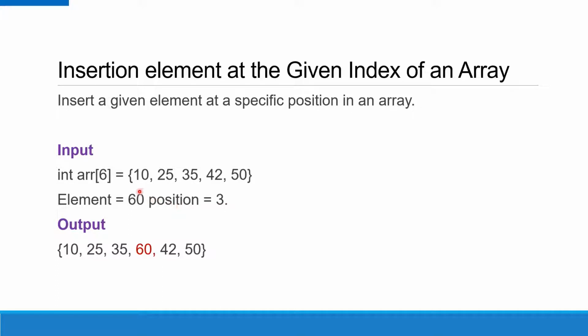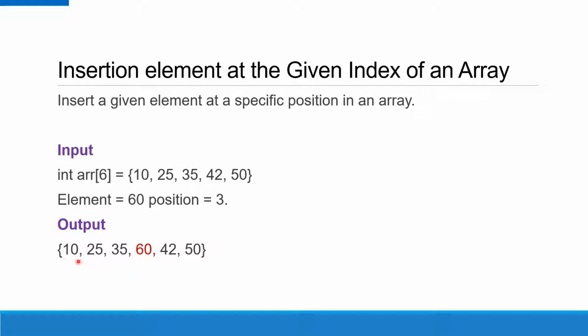You all know array index starts with 0. So 0, 1, 2, 3. At third position 42 is existing. So what I am going to do is at third position I am going to have element 60. So I have to shift this 42 and 50 to the next position and then insert element 60 in third position.